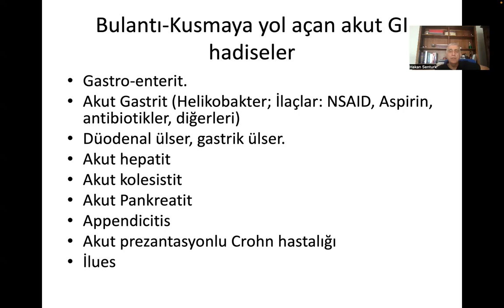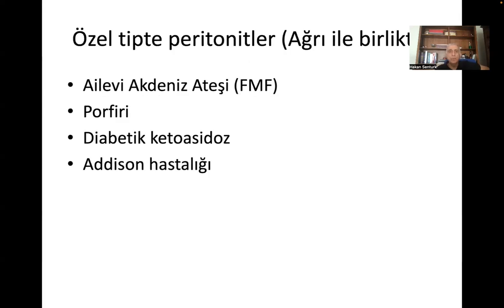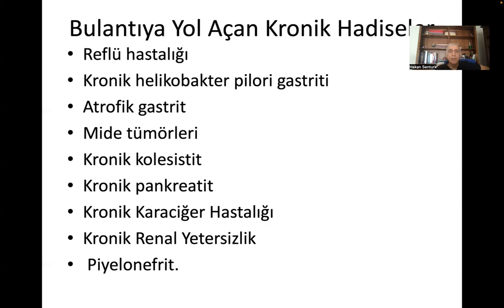So you see that there is a myriad of causes of nausea. It is also a symptom of peritoneal irritation, and it may happen in familial Mediterranean fever, a special type of peritonitis, and porphyria, an abnormality in porphyrin metabolism. It is present in diabetic ketoacidosis, and it may be a symptom of adrenal failure, which is called Addison's disease.